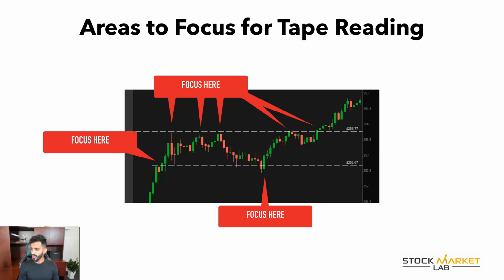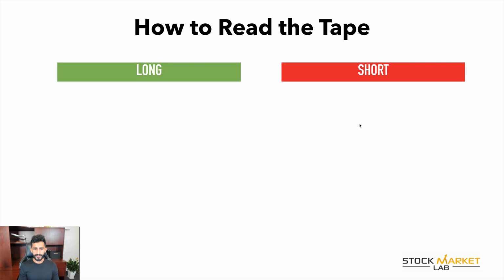Now, so how do we read the tape the proper way? Depending on what direction you're going in, whether you're going long or short, there are a few things you want to look for. If you're going long, you want to see the bids increasing. You want to see that the buyers are stepping in, buyers are holding the bid. Buyers need to be holding the bid. You also want to see that most transactions are hitting the ask. The transactions are coming in, they're hitting the ask.